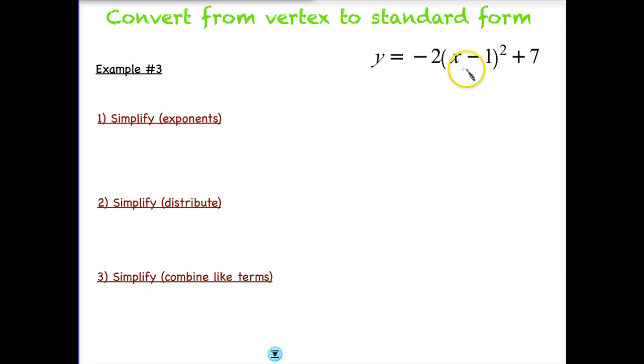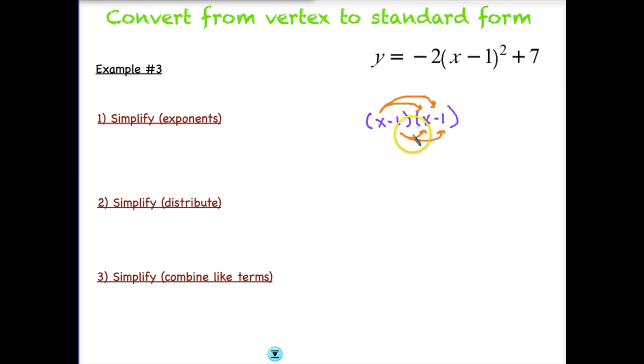So again, I have (x minus 1) squared, which means I have 2 of them. So I have (x minus 1) times (x minus 1). And I need to distribute. So I'm going to multiply x times x and x times negative 1. Then I'm going to multiply negative 1 times x and negative 1 times negative 1.